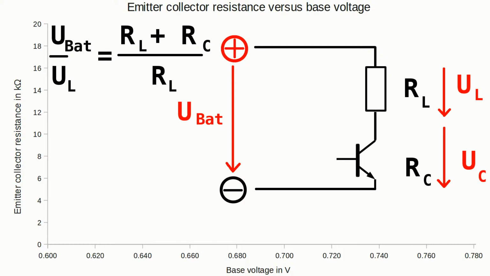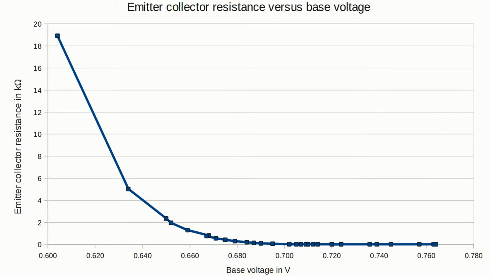Furthermore, the total resistance equals the sum of the value of the load resistor and that of the emitter collector line. The resistance of the transistor can be calculated by using those two equations. As you can see, the resistance is altering clearly between 0.6 and 0.7 volts. That's why transistors are called adjustable resistors.